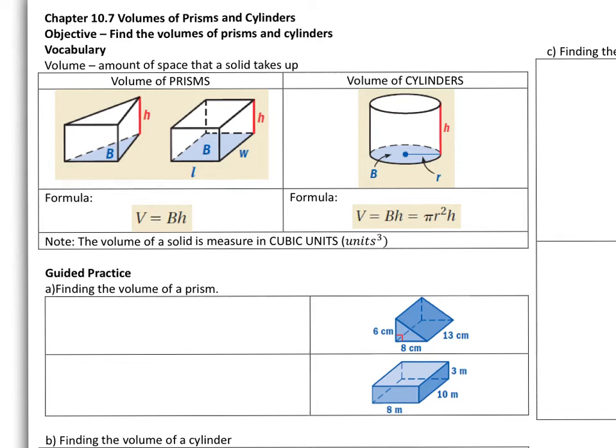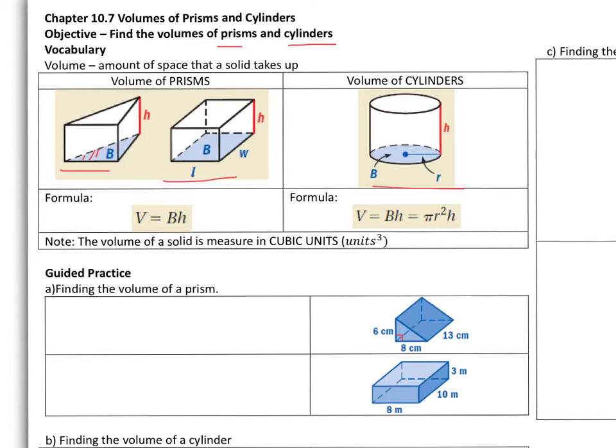In lesson 10.7, we will explore how to find the volume of prisms and cylinders. You should be aware of what prisms and cylinders are from lesson 10.5. Okay, so to review, we have a triangular prism here and a rectangular prism, and here we have a picture of the cylinder.